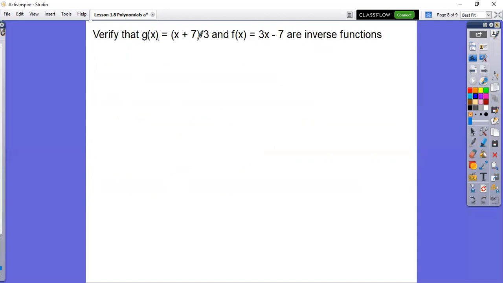So we're going to verify that g of x and f of x, these two functions right here, are inverses. And we're going to do this both ways. First, we're going to find g of f of x. So if we have g of f of x, g of x is (x plus 7) over 3, so I'm going to input f of x. So that is (3x minus 7 plus 7) over 3, which is pretty easy to simplify. Negative 7 plus 7 is 0. So I'm left with 3x over 3. 3 divided by 3 is 1. So this is just x. So g of f of x is equal to x. Therefore, these two must be inverse functions.